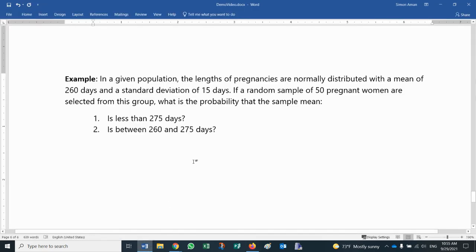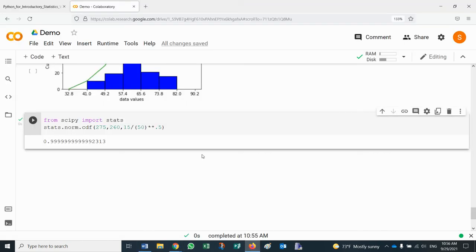Let's do one more example. And the second one says, what's the probability that these 50 pregnant women will have an average, right? Don't forget, we're talking about the mean of this group, right? The sample mean of this group being between 260 and 275. All right, so between 260 and 275 means we have to do less than 275, we have to do less than 260, and the difference will give us the answer.